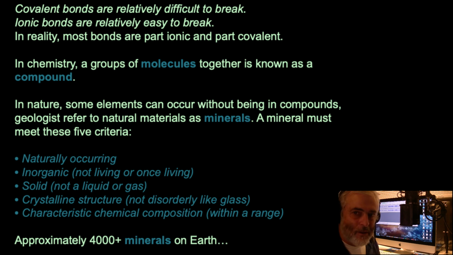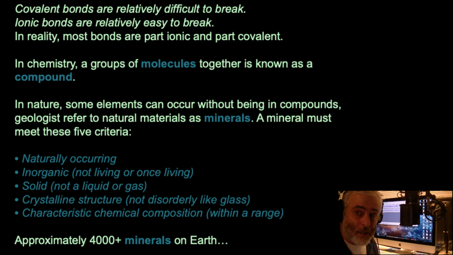So in summary, we have atoms that are the smallest indivisible part of an element. We have atoms that are composed of a nucleus and an electron cloud on the outside. The nucleus can have protons and neutrons in it. Neutrons are a neutral charge. Protons are a positive charge. Electrons are a negative charge that are spinning around the outside in that electron cloud.